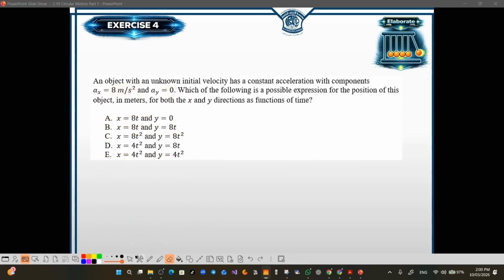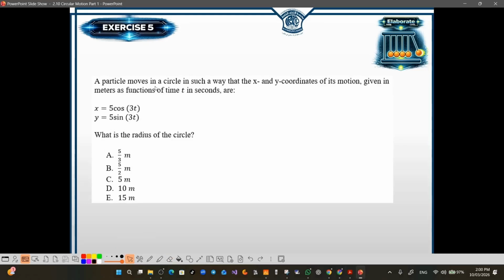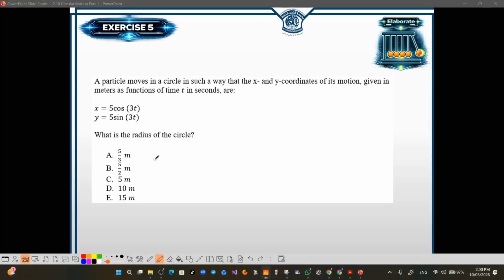Now next. A particle moves in a circle in such a way that the x and the y of its motion are given in meters as a function of time. So we have the x and the y in meters. What will be the radius? We know that the radius will be the coefficient, and the radius will be 5.